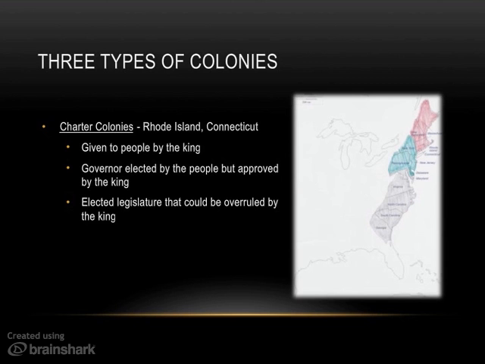There were three major types of colonies. We will begin with the charter colonies, Rhode Island and Connecticut. These colonies were given to people by the king to run as they saw fit. Owners were allowed to establish their own government independent of the king.